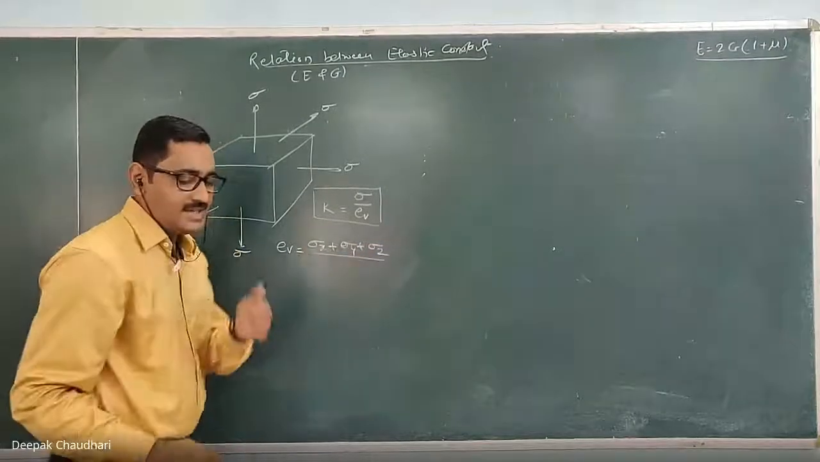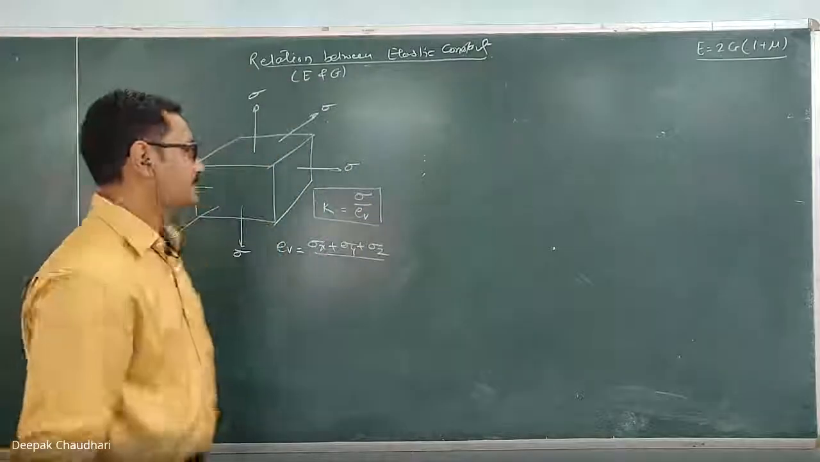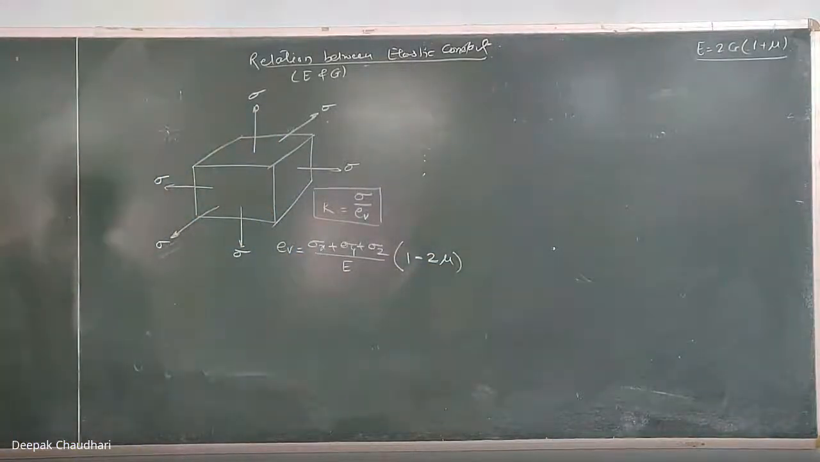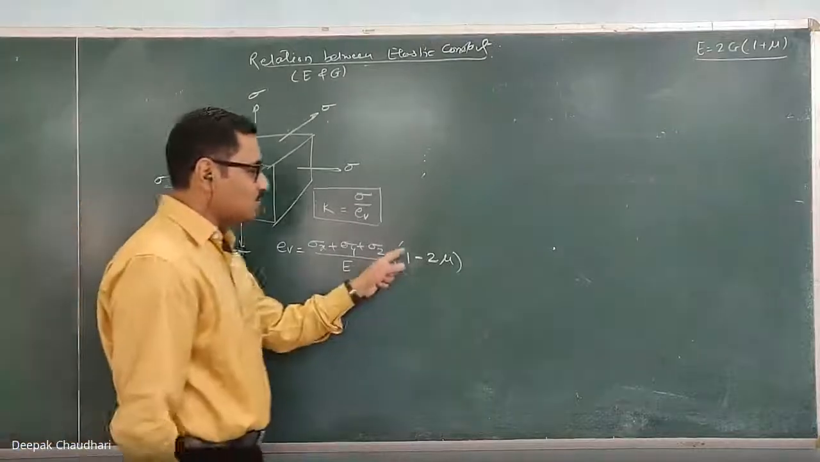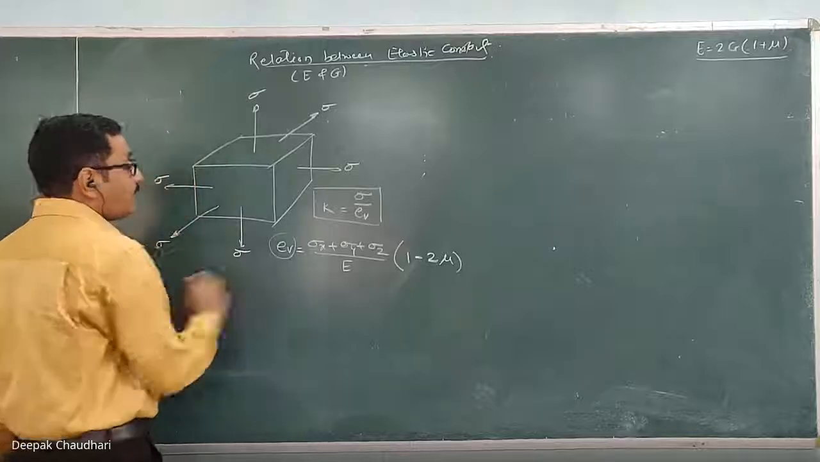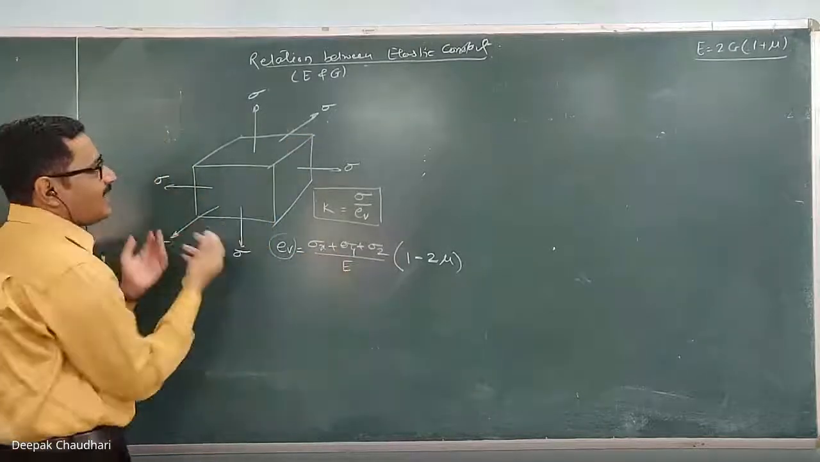Upon, tell me, anybody unmute yourself and tell me what was the formula? Upon E into 1 minus 2 mu, right. So volumetric strain is equal to sigma x plus sigma y plus sigma z upon E into 1 minus 2 mu. This is the formula which we have derived for the volumetric strain for the triaxial loading. Here sigma x, sigma y and sigma z are the stresses along x, y and z direction.